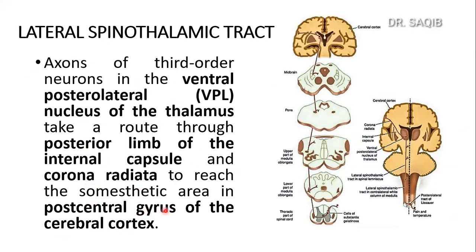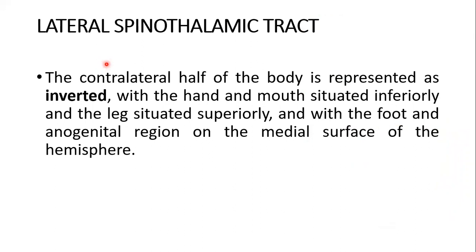The postcentral gyrus of the cerebral cortex, right here. This is the area, right? This is the postcentral gyrus of the cerebral cortex, the somesthetic area. The contralateral half of the body is represented as inverted, with the hand and mouth situated inferiorly and the leg situated superiorly, and with the foot and anogenital region on the medial surface of the hemisphere.